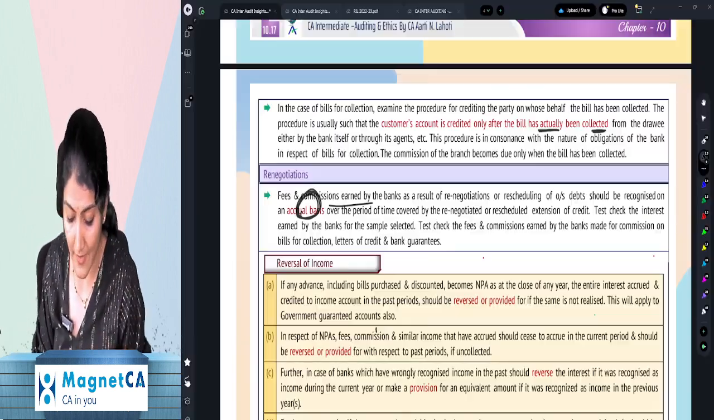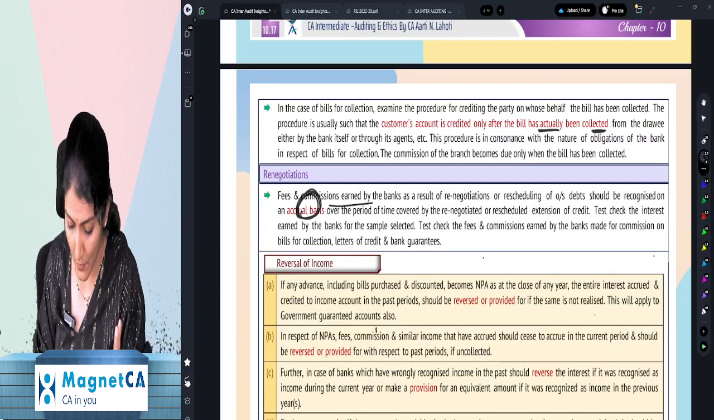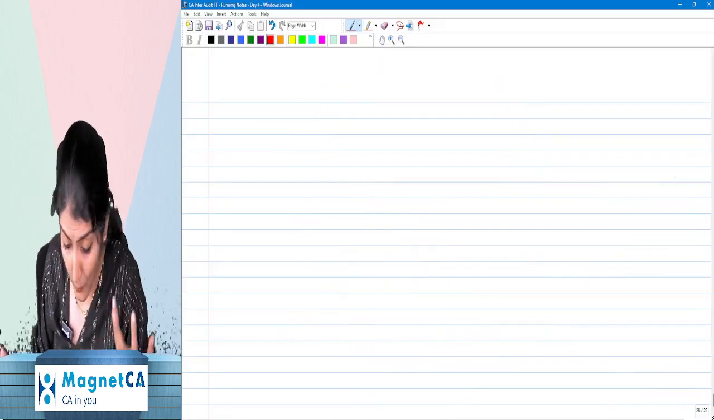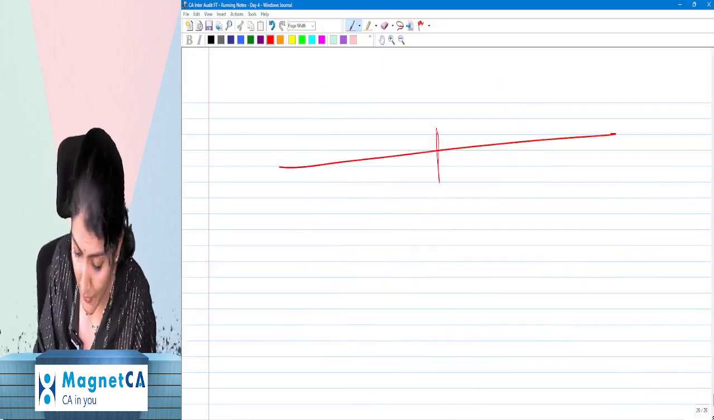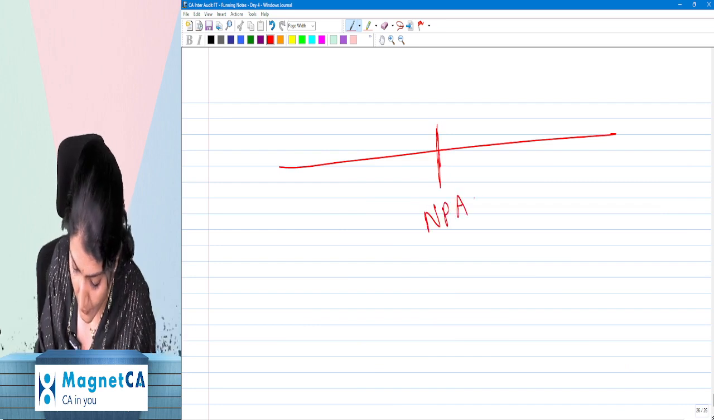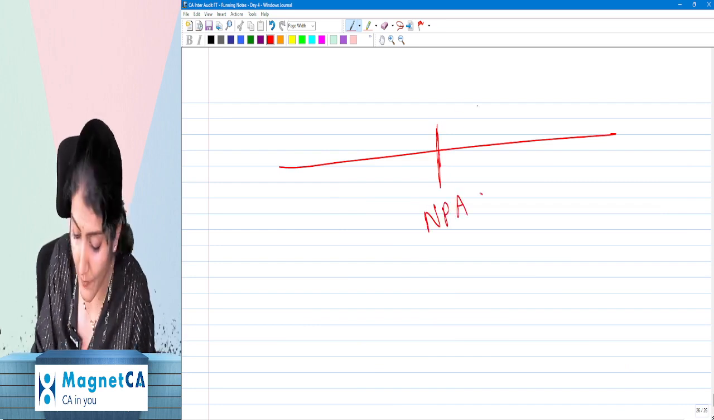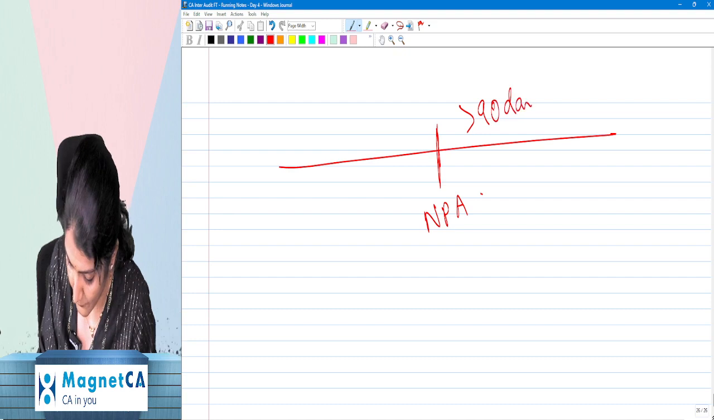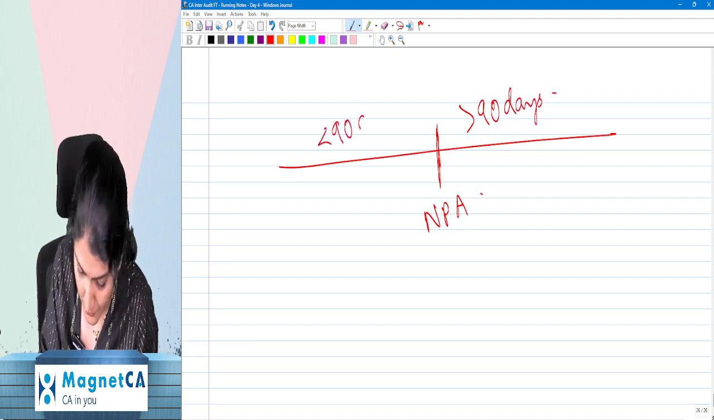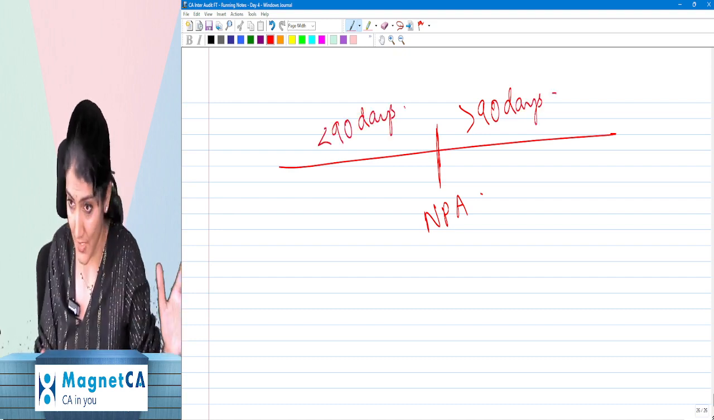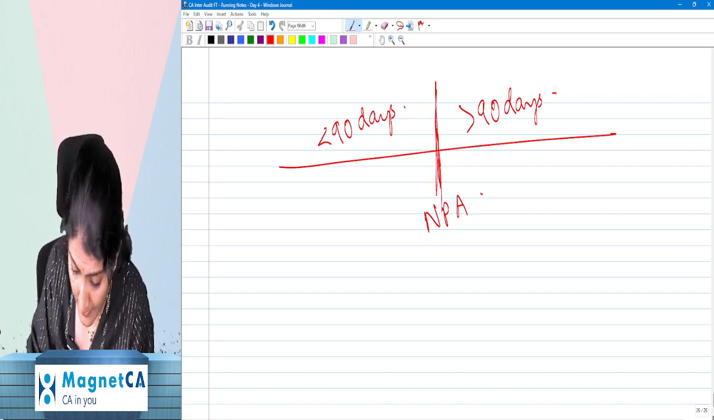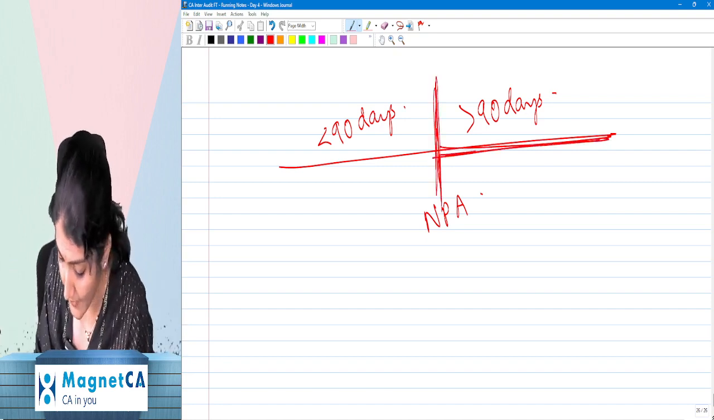Right? It is to be recognized on the accrual basis. Okay. Now, what did we say? When does an asset of a bank become a non-performing asset? When it is overdue for more than 90 days. Right? So up to 90 days, it sits in the standard or SMA account. And then more than 90 days, it comes and sits in the NPA category.